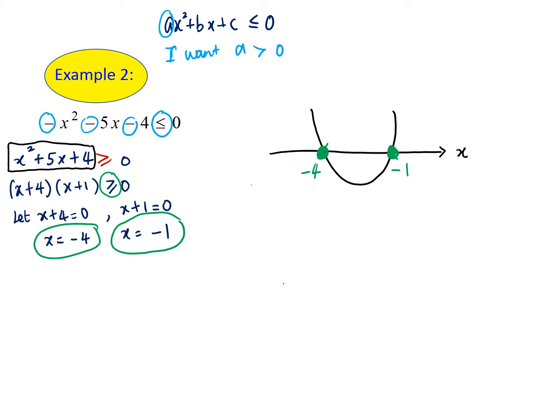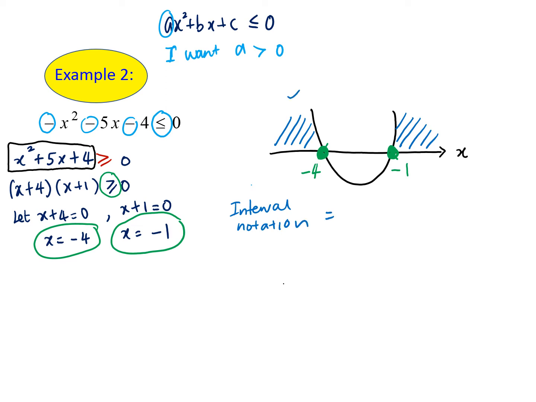Next step, I will consider whether I want the one above the x-axis or below the x-axis. Look at the inequality symbol again. It says greater or equals to 0, so it is positive. If it is positive, we always take the one above the x-axis. So now I have my interval notation.